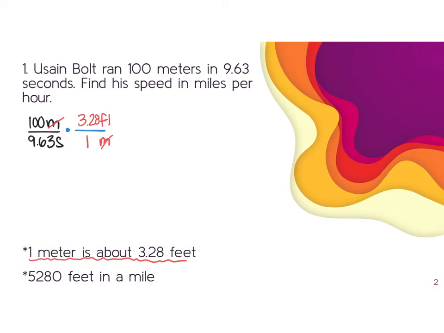Now let's pause and think about this for a second, because as I said before, this entire fraction has to be equal to 1. And since 3.28 feet is the same thing as exactly 1 meter, this is equal to 1. And the cool thing about this is because our meters cancel out, we're going to be left with an answer that has feet.